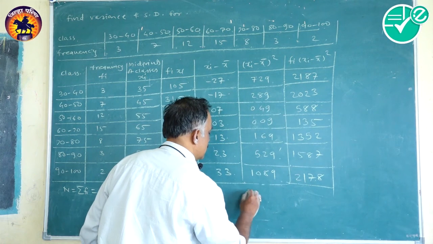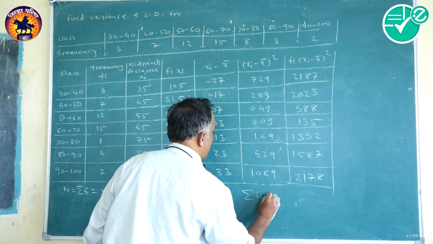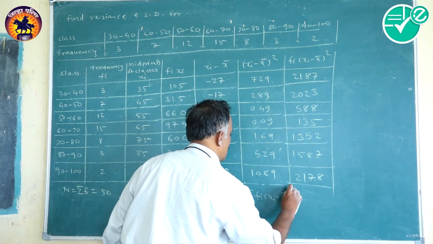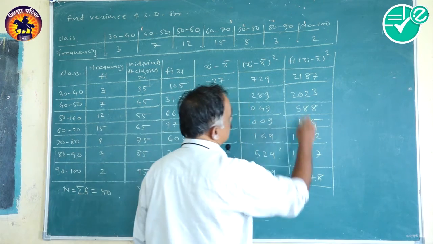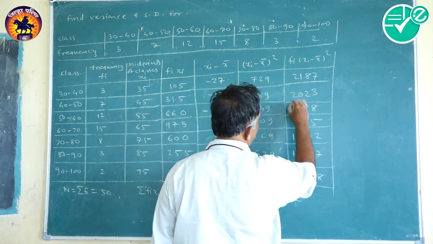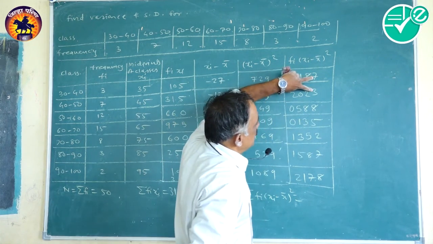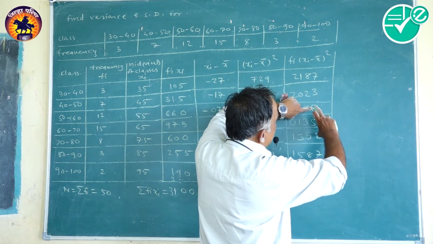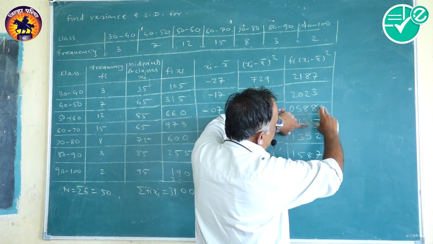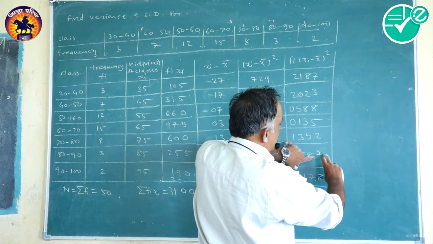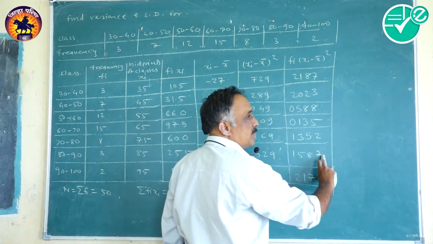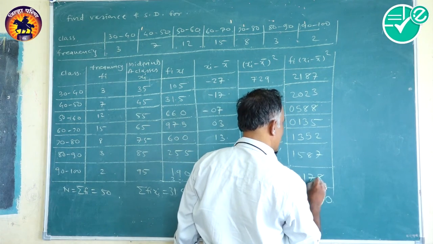Now I need to get sigma fi (xi minus x bar) square. So that is equal to the sum of these 4 digits. Here also we take 4 digits so that the addition won't go wrong. 7 and 3 is 10. 10 plus 10 that will be 20. 20 plus 5 is 25. 25 plus 15 is 40, carry 4.